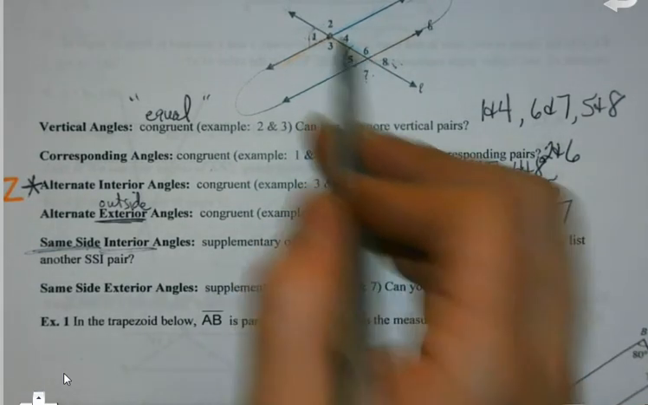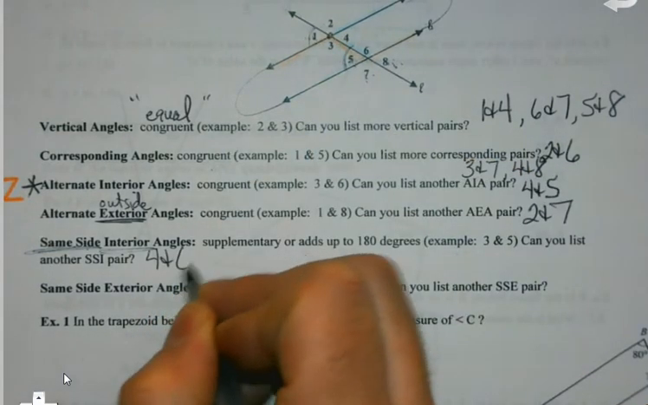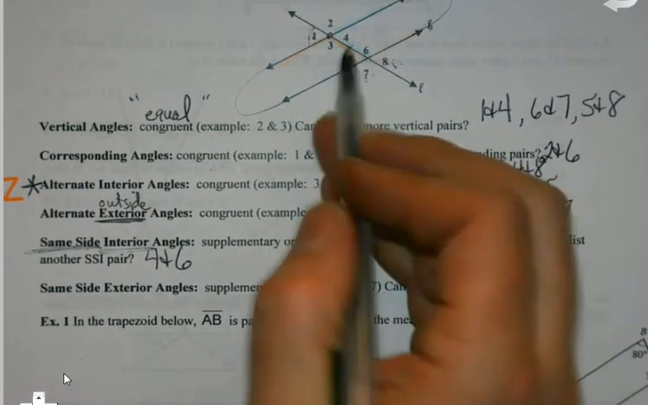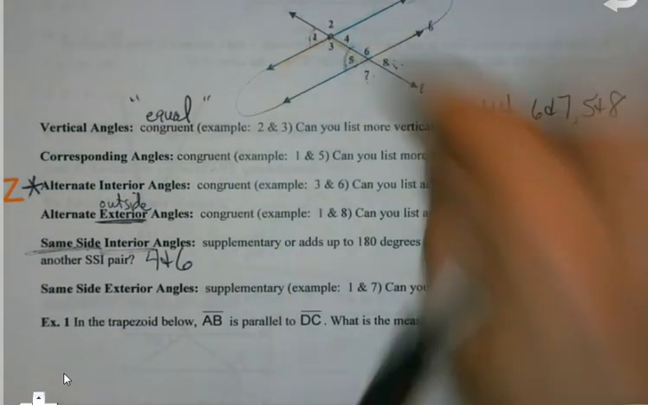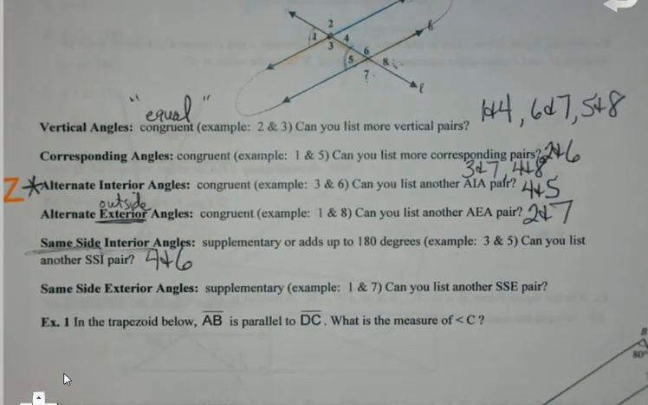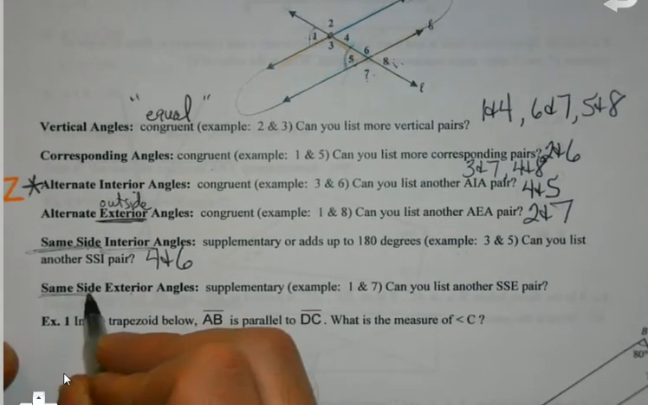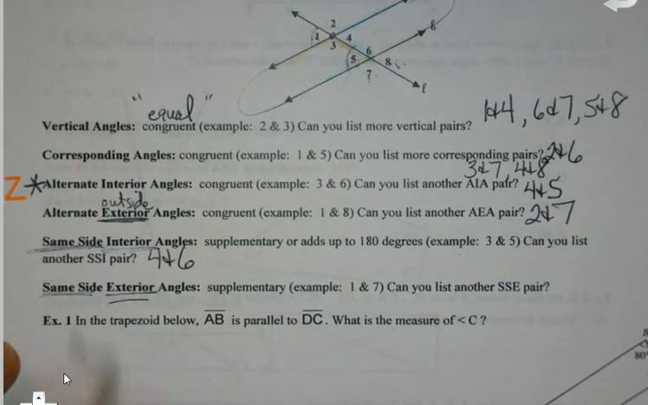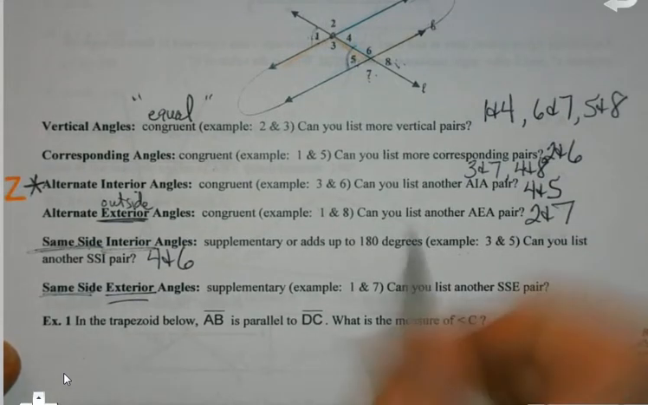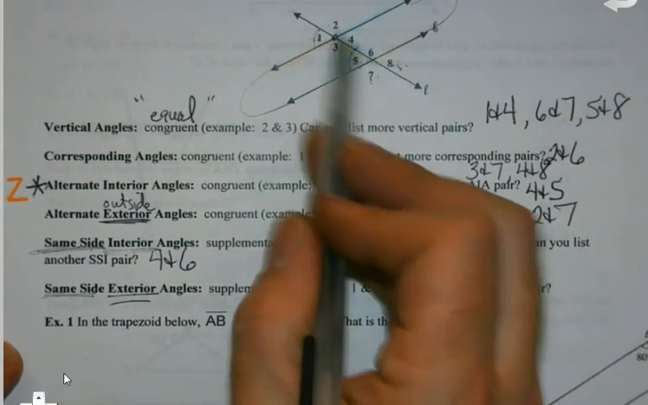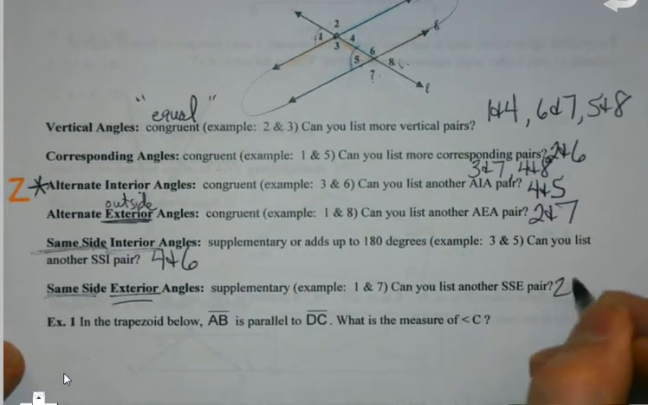So I look on the other side, and I see the other two that are there. In this case, it'd be 4 and 6. They're on the same side. They're on the interior. They're between my parallel lines. And then again, real straightforward, same side exterior, or the outside. 1 and 7 are on the outside. Move to the other side here, 2 and 8 are on the outside.